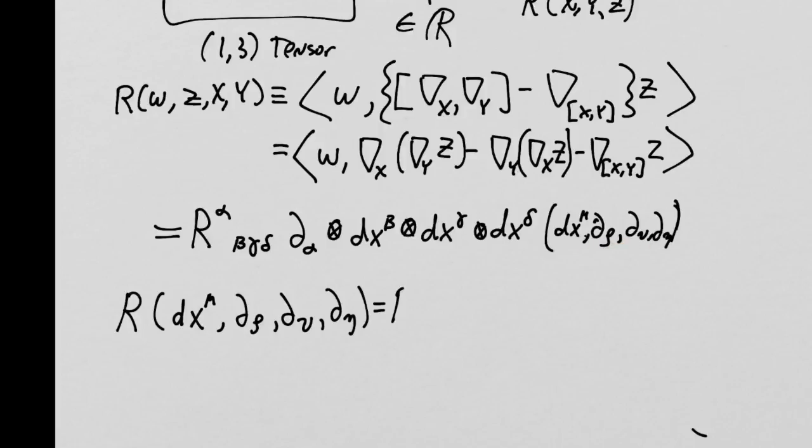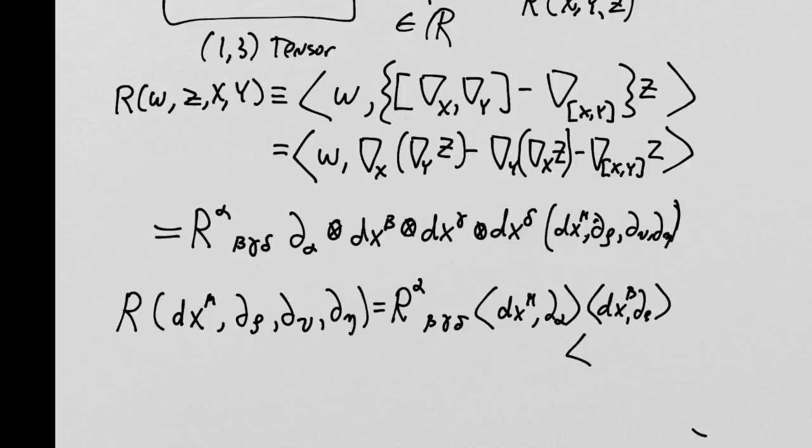We're left with r, alpha, beta, gamma, delta, times the dual space mapping of dx mu partial alpha, multiplied by the dual space mapping of dx beta partial rho, multiplied by the dual space mapping of dx gamma partial nu, multiplied by the dual space mapping of dx delta partial eta.